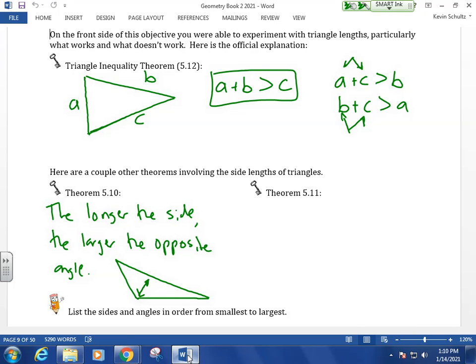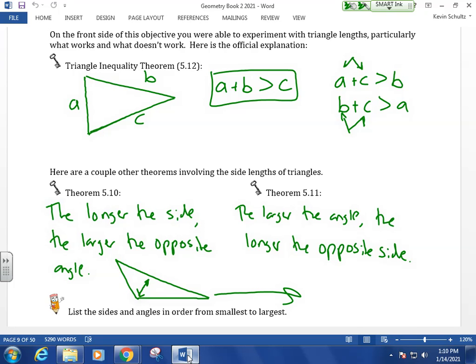Theorem 5.11 basically says the same thing the other way around. The larger the angle, the longer the opposite side. Okay? The larger the angle, the longer the opposite side. We can draw a similar picture here. It just basically says the same thing. There's a relationship between angle measures and side lengths. It stands to reason that the smaller the angle, the shorter the opposite side.